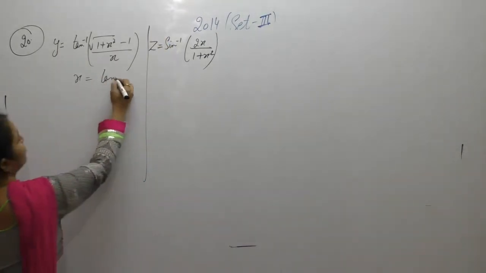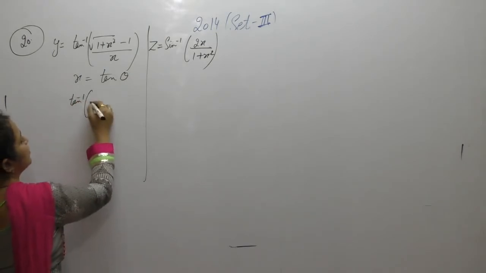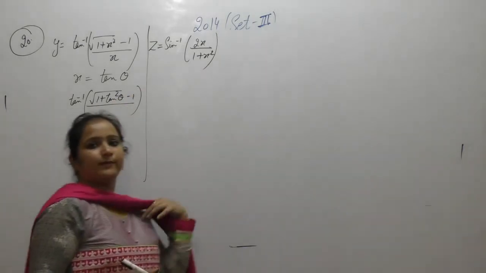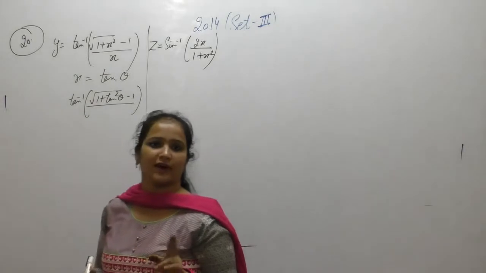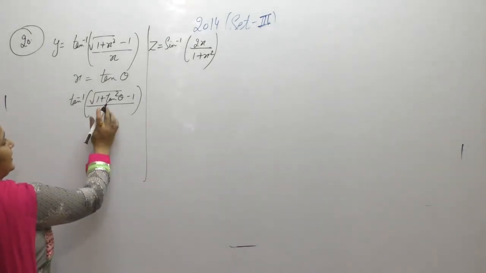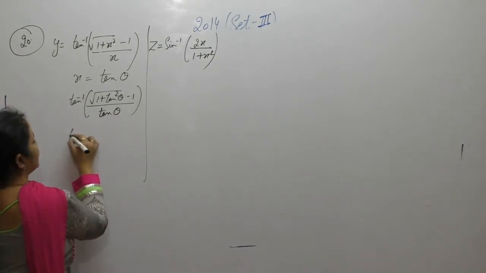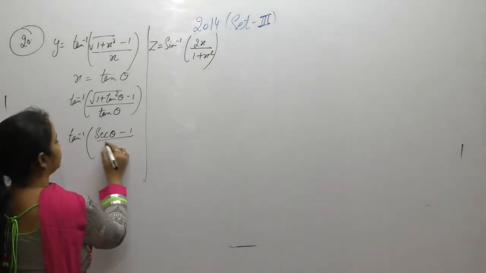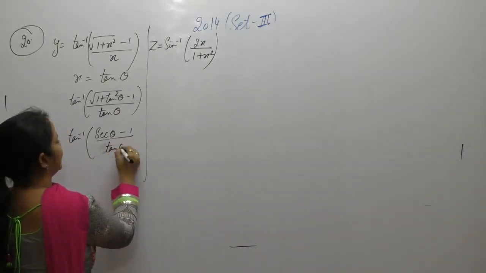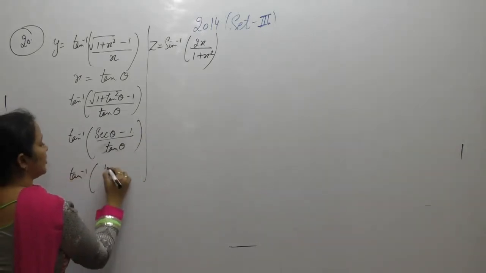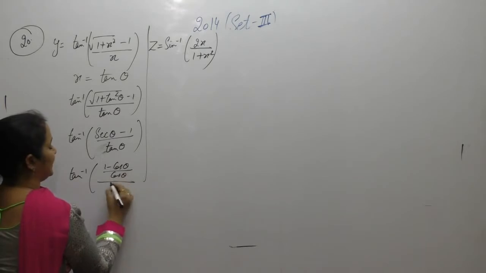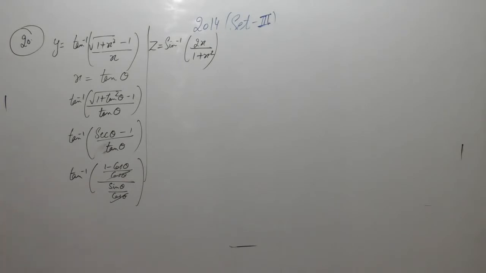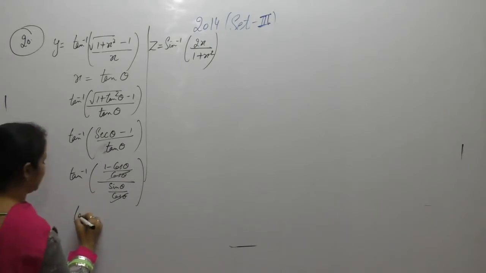Put x is equal to tan theta. Square root of 1 plus tan square theta minus 1. We have the formula that 1 plus tan square is sec square. So we are putting here tan. 1 plus tan square is sec square. Square root of sec square is sec, upon tan theta. Now put the value. Sec is 1 upon cos and tan is sine upon cos. So 1 minus cos theta upon sine theta.